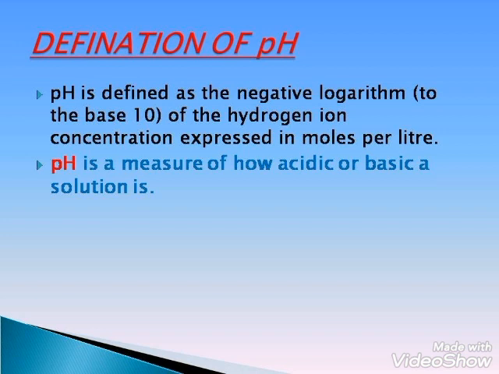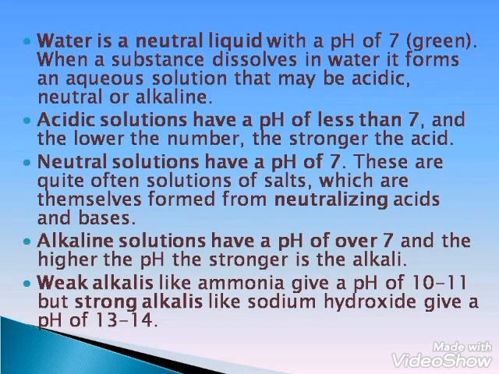That means if I want to know whether a solution is acidic or basic, or how acidic or basic it is, I can know from its pH. Water is a neutral liquid and has a pH of 7. When a substance is dissolved in water, then either it becomes acidic, basic or neutral. Acidic solutions generally have a pH less than 7, whereas alkaline solutions have a pH which is greater than 7. Neutral solutions have a pH of 7.